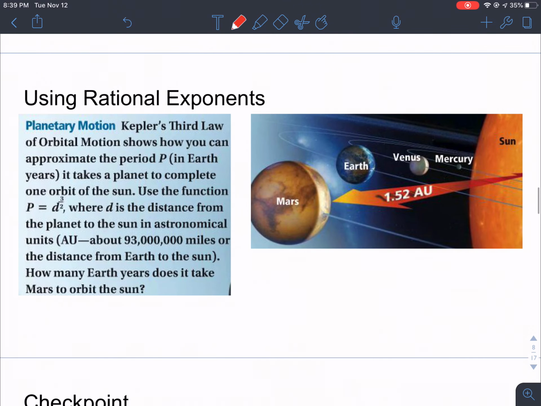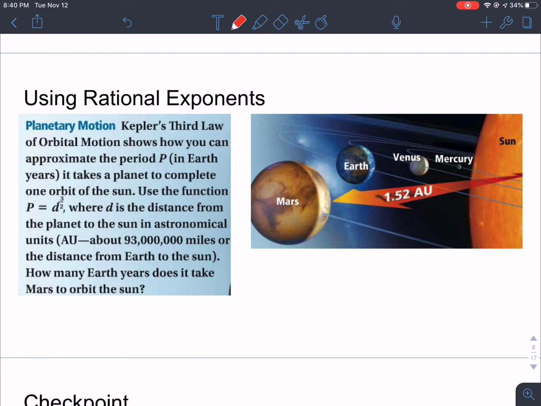All right. Moving forward, we got a word problem here using rational exponents. Kepler's third law of orbital motion shows how you can approximate the period p in Earth years it takes a planet to complete one orbit of the sun. Use the function p is equal to d to the 3/2, where d is the distance from the planet to the sun in astronomical units. How many Earth years does it take Mars to orbit the sun?